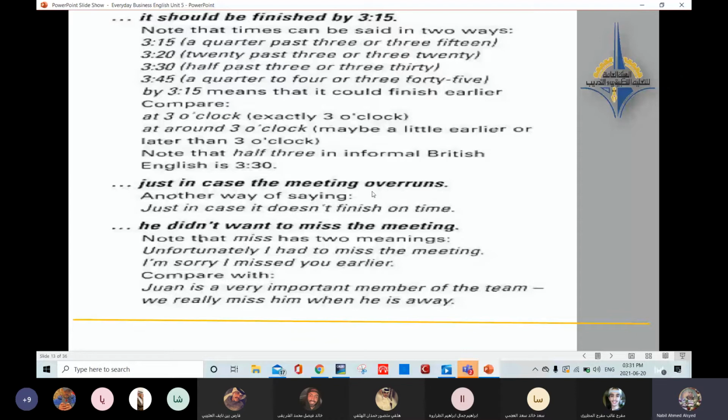Just in case the meeting overruns, meaning just in case the meeting runs long. Another way of saying it: just in case it doesn't finish on time, meaning just in case the meeting doesn't finish at the set time.